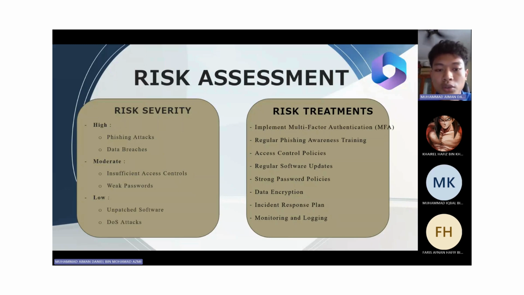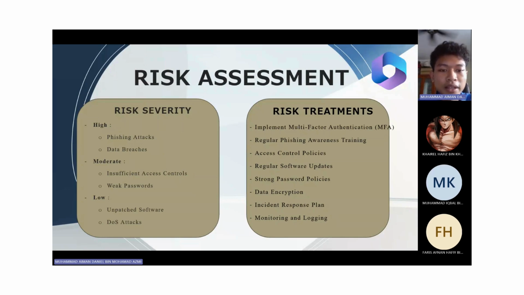And then for the strong password policies, the employees or any other person in the company must develop a strong password policy, communicate the policy to employees, implement technical controls to enforce the policy, and monitor compliance and address violations. For data encryption, the steps are to evaluate encryption solutions, implement encryption protocols, educate employees on encryption practices, and regularly review and update encryption methods.